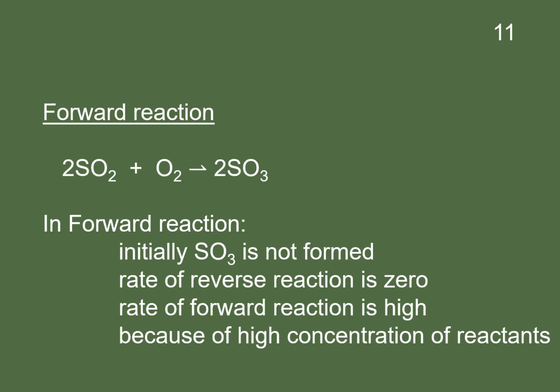Forward reaction: sulfur dioxide reacts and forms sulfur trioxide. When the forward reaction takes place, initially sulfur trioxide is not formed, so the rate of reverse reaction is 0. And the rate of forward reaction is high. Why? Because of the high concentration of the reactant.